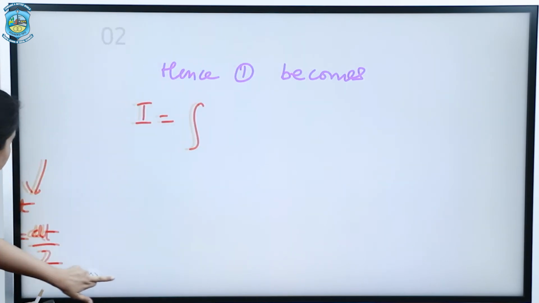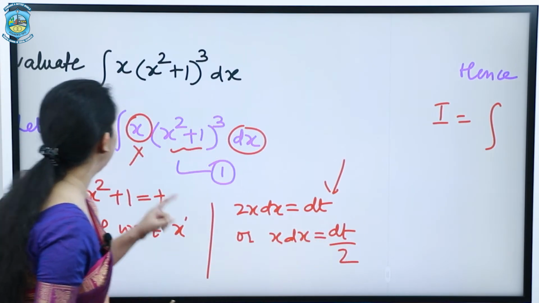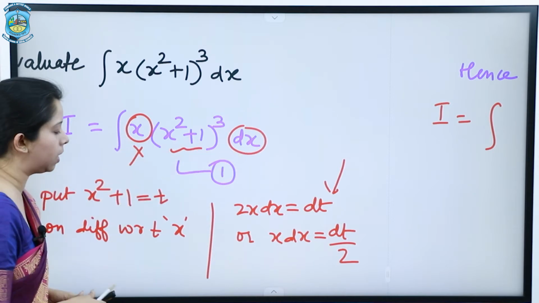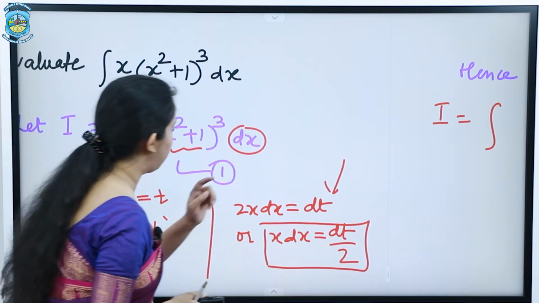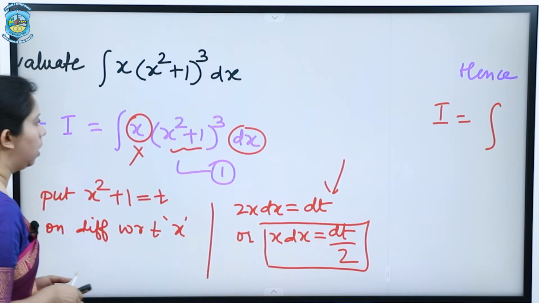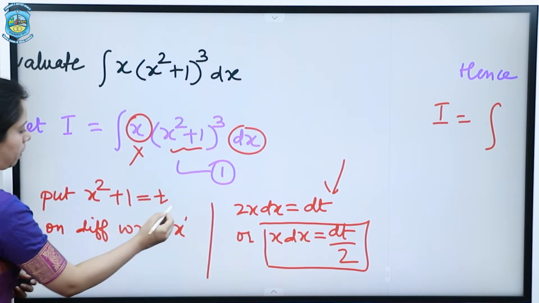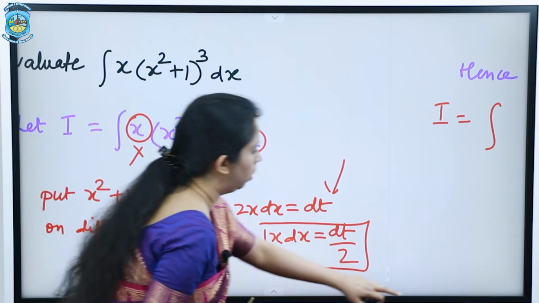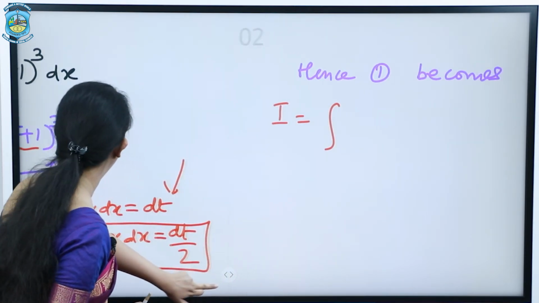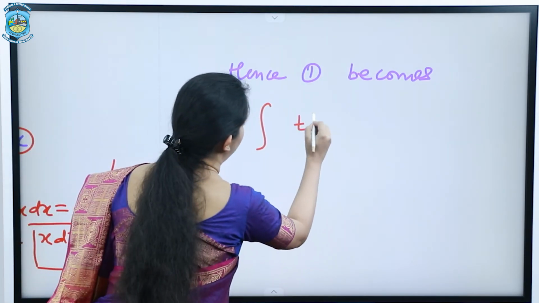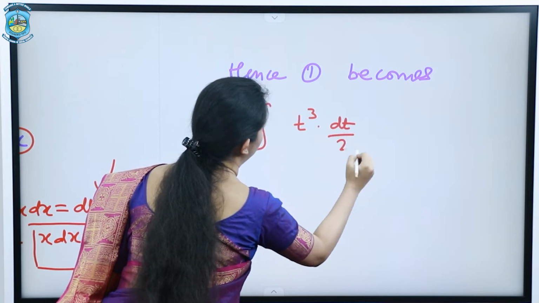Now you can go back and check the numerator part. Here the numerator is x dx. So this x dx can be replaced with dt by 2. So we will replace this x dx by dt by 2 and this x square plus 1 will be replaced with this t. So the equation 1 will become dt by 2 multiplied by t cube into dt by 2.